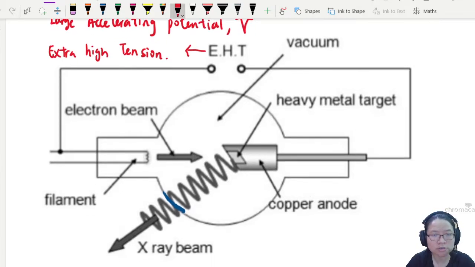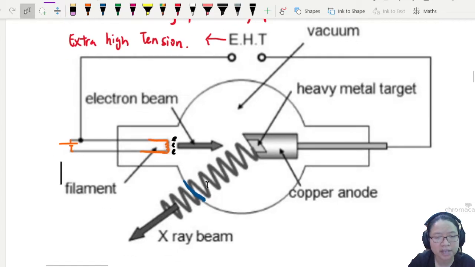So the electrons will be accelerated, but where do these electrons come from? Well, you see, this is a filament. When we heat the filament, there's this thing called the thermionic effect, where the electrons come out from the metal surface. I'm going to draw a zoomed-in diagram for you. Just give me a sec to label the filament. This filament will get hot when we pass current through it.